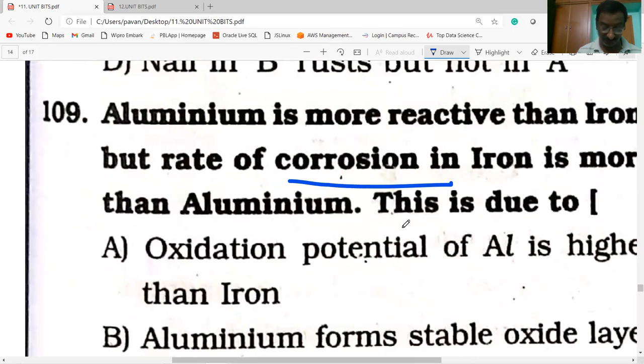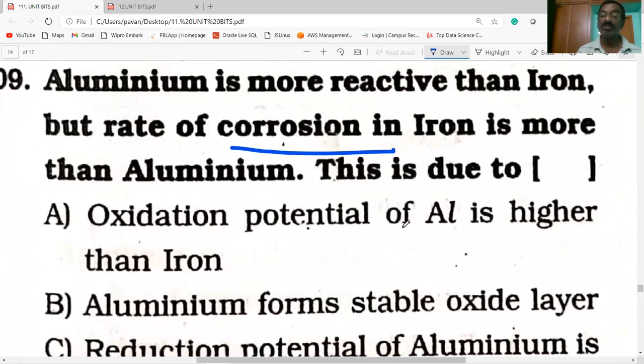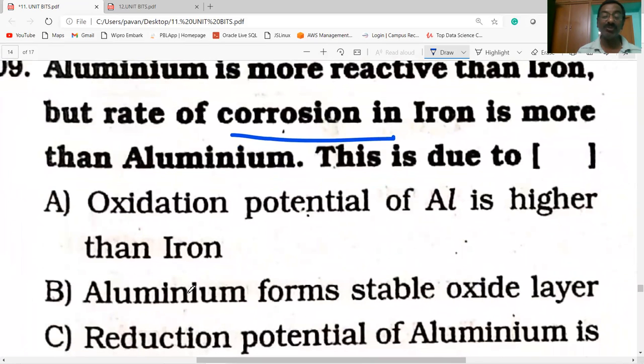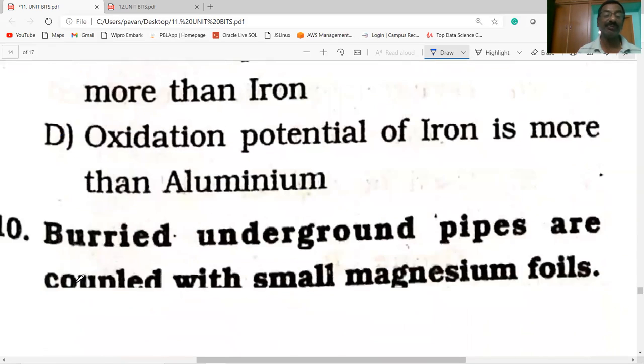Aluminum is more reactive than iron, but rate of corrosion in iron is more than the aluminum. This is due to oxidation potential. Aluminum higher. Aluminum forms stable oxide layer. So aluminum meeda aluminum oxide erpadutundi. It is stable. Further it prevents the under the corrosion of aluminum.